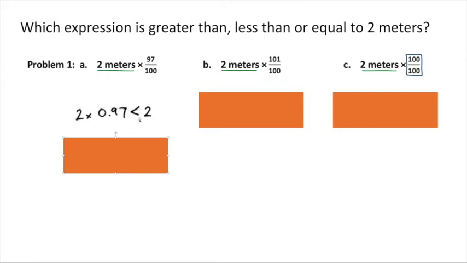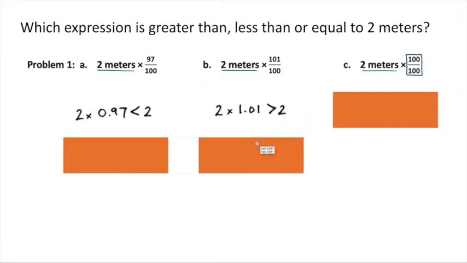Right? And if we think about that same concept here for letter B, 2 meters is our common factor, multiplied by 101 hundredths. So again, we have to ask the question, is 101 hundredths less than, greater than, or equal to 1? Less than, greater than, or equal to 1. That's right, it's greater than 1. So here's the same value represented as a decimal. 2 times 1 1/100th, or 101 hundredths, is going to give us a product greater than 2 meters, because this value is greater than 1 whole.